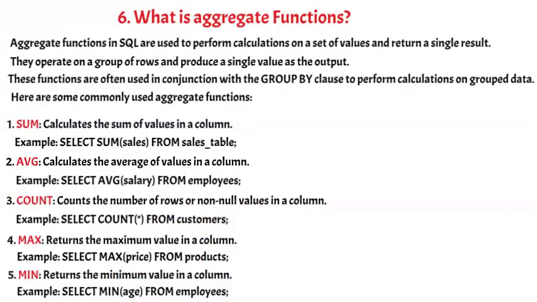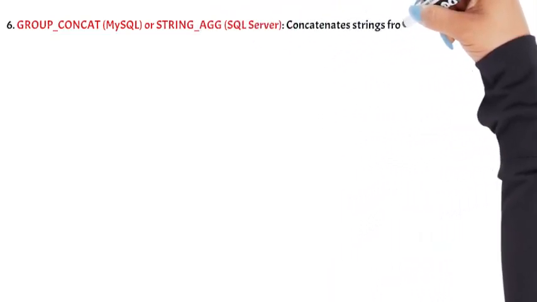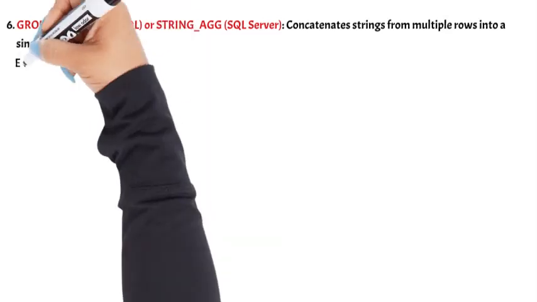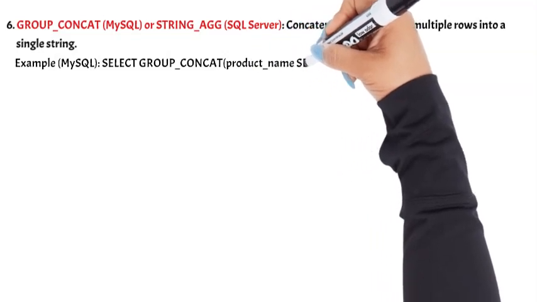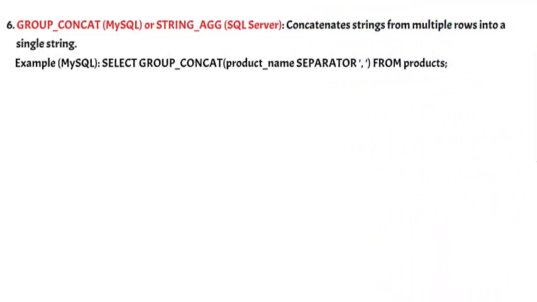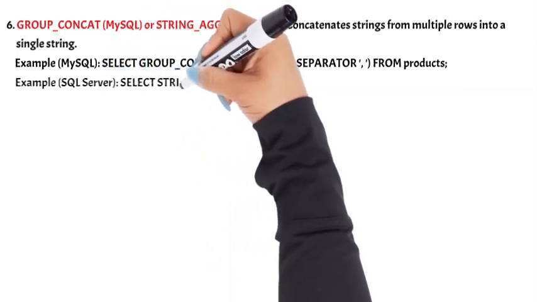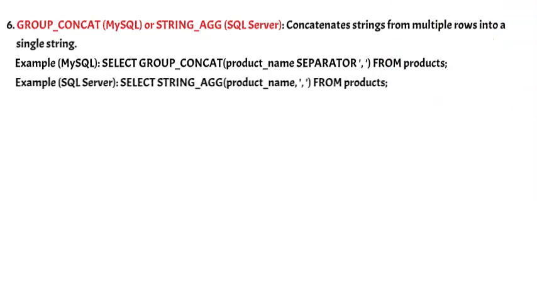6. GROUP_CONCAT (MySQL) or STRING_AGG (SQL Server) concatenates strings from multiple rows into a single string. Example, MySQL: SELECT GROUP_CONCAT(product_name SEPARATOR ', ') FROM products. Example, SQL Server: SELECT STRING_AGG(product_name, ', ') FROM products.